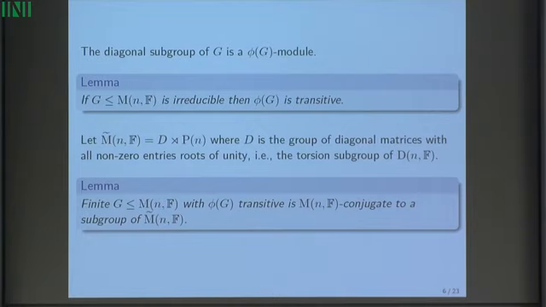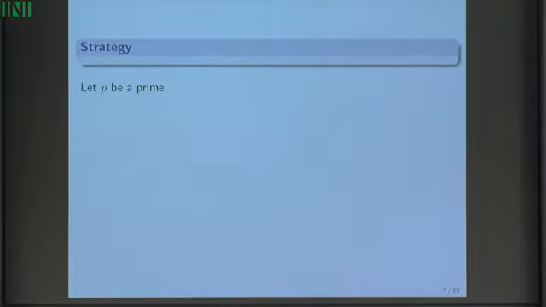Okay, so this basic discussion suggests the following general strategy for solving the classification problem. And we'll stick to degree P, although this strategy applies in general. So step one, of course, classify all of the transitive permutation groups of degree P. That problem at least has a full, complete solution. Classify them up to conjugacy in the symmetric group.